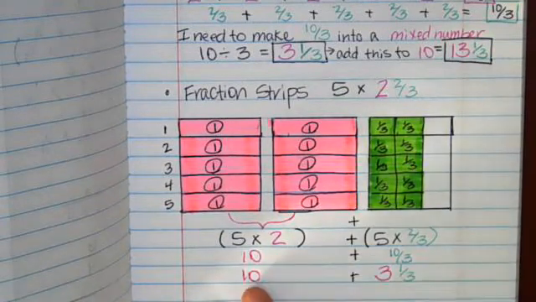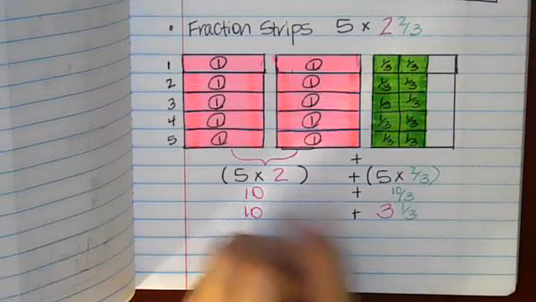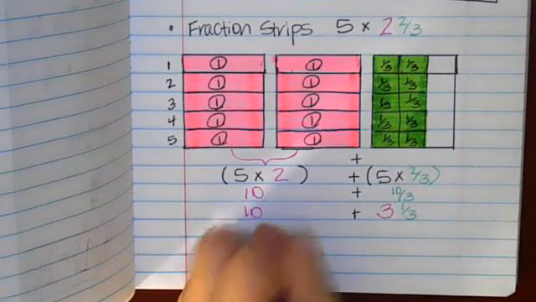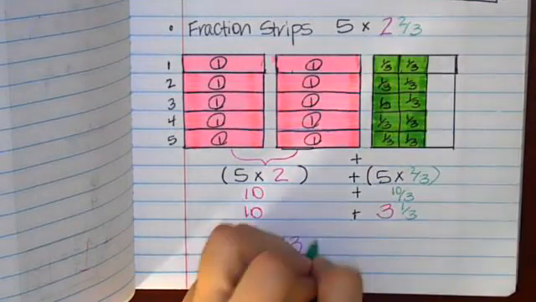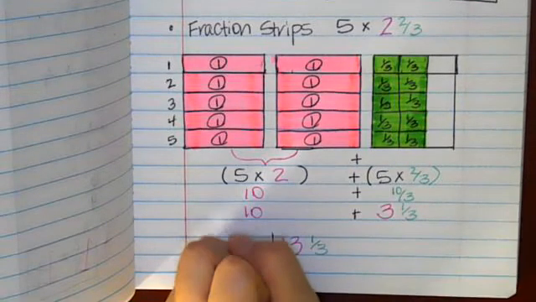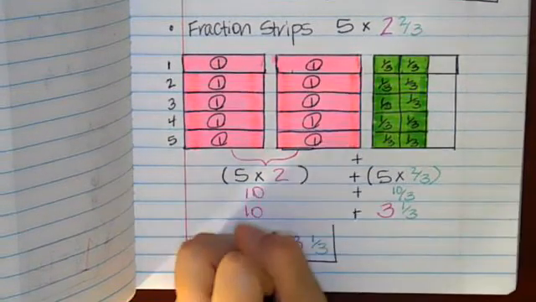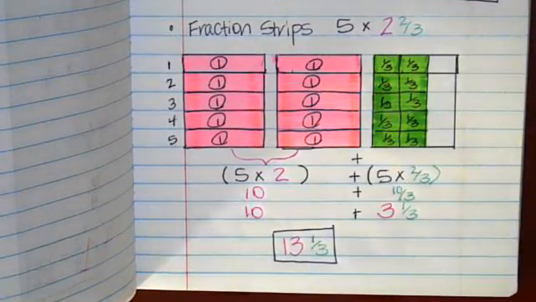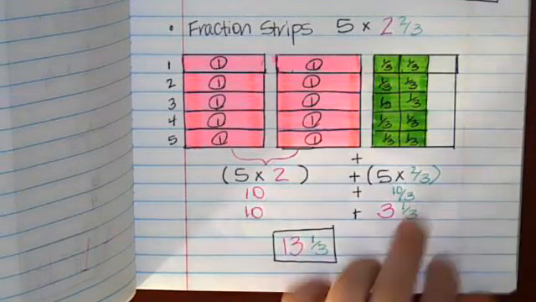When I put together the 10 holes and the 3 holes, I find that I get 13 holes and 1/3 as a fraction. So this is just another way to illustrate how to multiply a whole number by a mixed number.